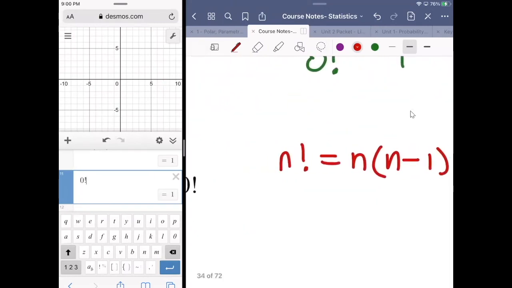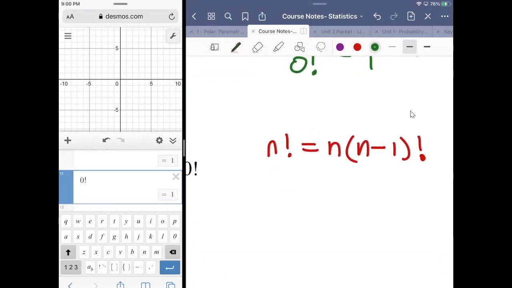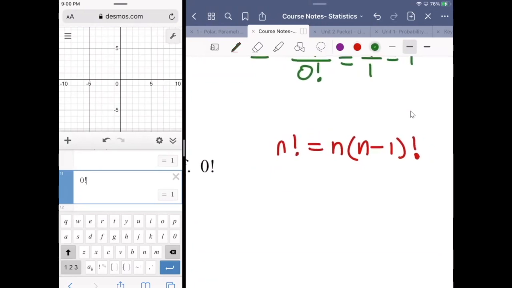Now I could look at this a couple of ways. Since I'm looking for 0 factorial, I could let n be equal to 0. So 0 factorial, off to a good start, equals 0 times (0 minus 1) factorial. I run into a little bit of a problem there, though, because negative values, when it comes to counting, have no meaning. We're not going to arrange negative items. So this approach wouldn't really work.